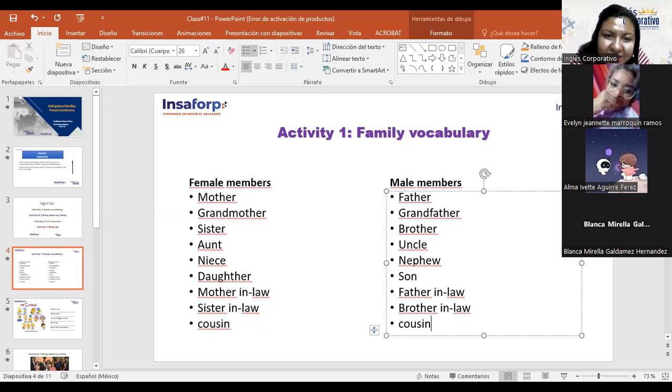We have some messages. Okay, Caleb. Very nice. So we have these female members: mother, grandmother, sister, aunt, niece, daughter, mother-in-law, sister-in-law, cousin. Male members: father, grandfather, brother, nephew, son, father-in-law, brother-in-law, and cousin. Do you know any other one?